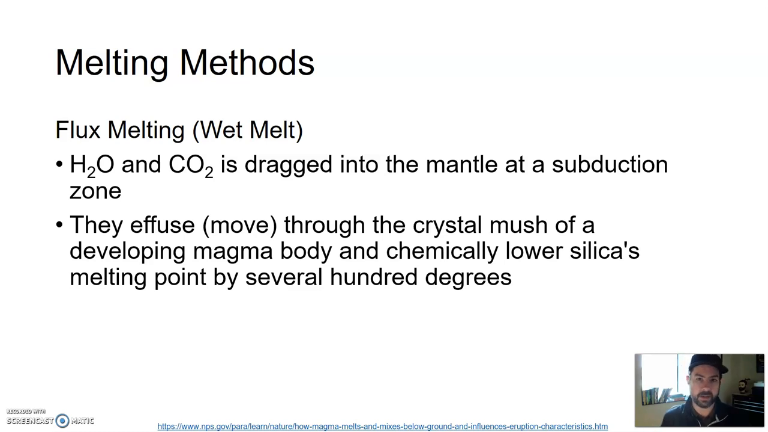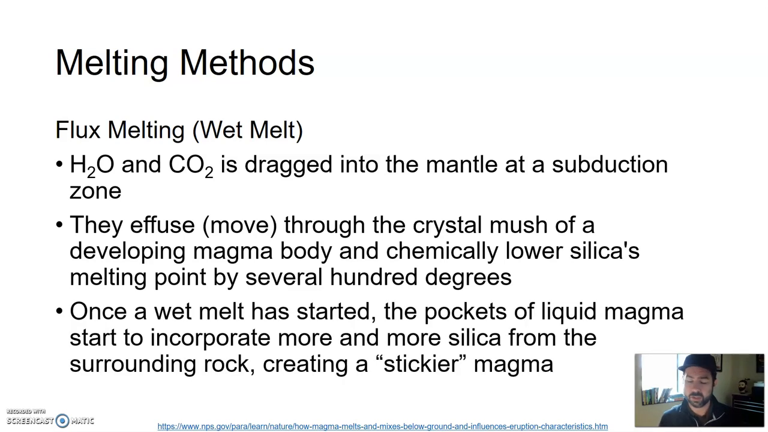This water and gaseous carbon dioxide move through the crystal mush of a developing magma body and chemically lower, in this case, silica's melting point. That's a class of minerals. Quartz is in that. So by adding water, you're lowering the mineral's melting point by, in this case, several hundred degrees. Therefore, once this process is started, you're now melting material because water is lowering the melting point, causing more material to start melting.